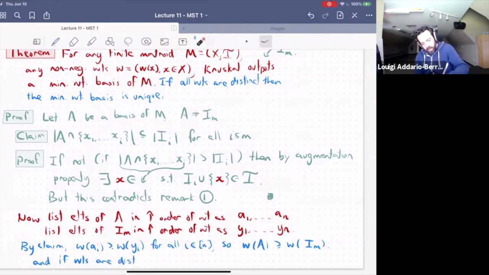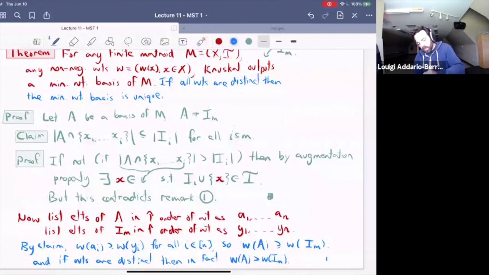And if the weights are distinct, then at least one of these inequalities must be strict. Because if all of the Ai are at least as big as all the yi, then the only way the sums can be equal is for all of the values to be exactly equal. But then that would mean that we actually had the same basis, and we started off by assuming that they were distinct. So if all the weights are distinct, then in fact the weight of A is bigger than the weight of I sub M. And so when all the weights are distinct, I sub M really is the unique minimum weight basis.